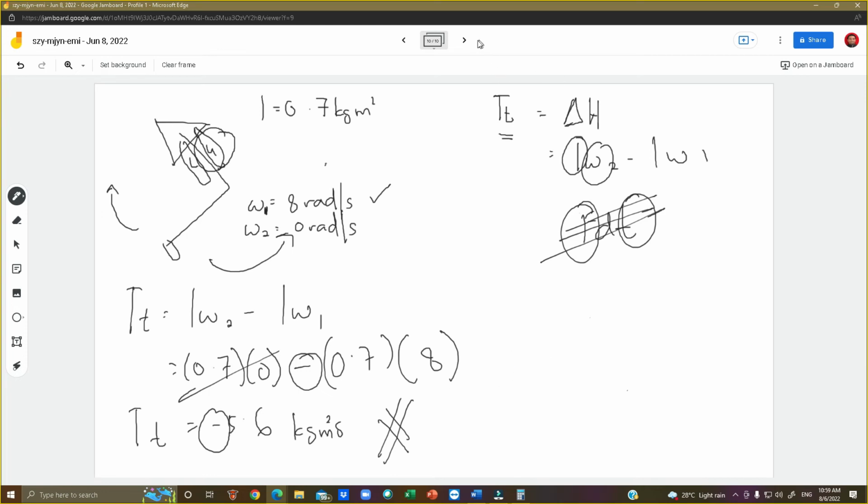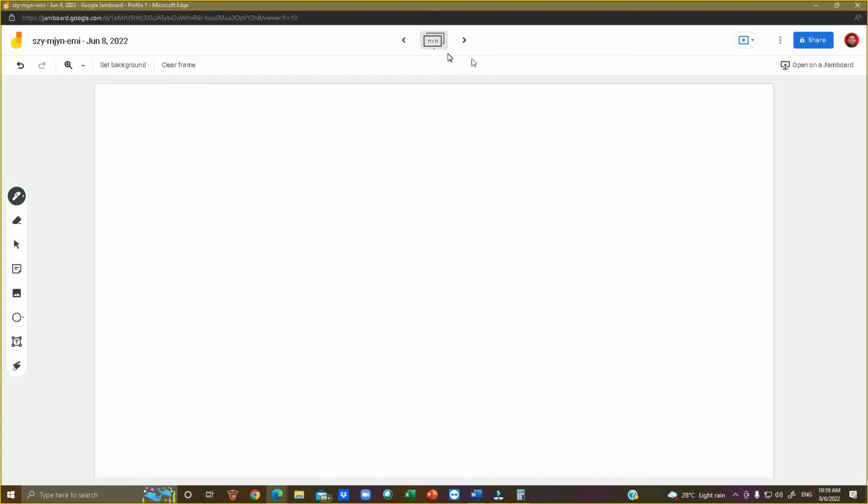That is the concept of impulse. Impulse causes movement. Linear impulse causes linear momentum. Angular impulse causes angular momentum. Now let's move on to another example.